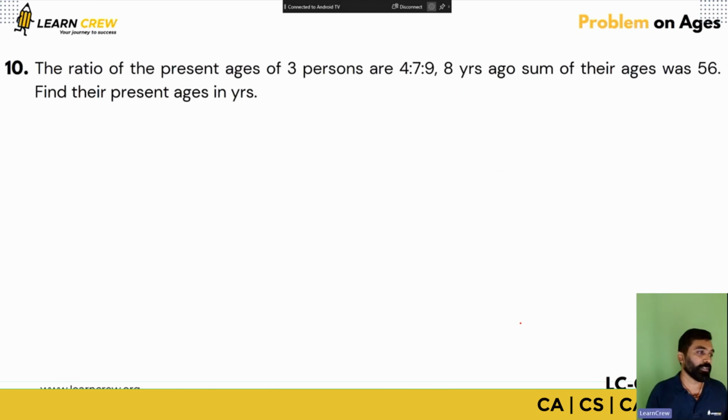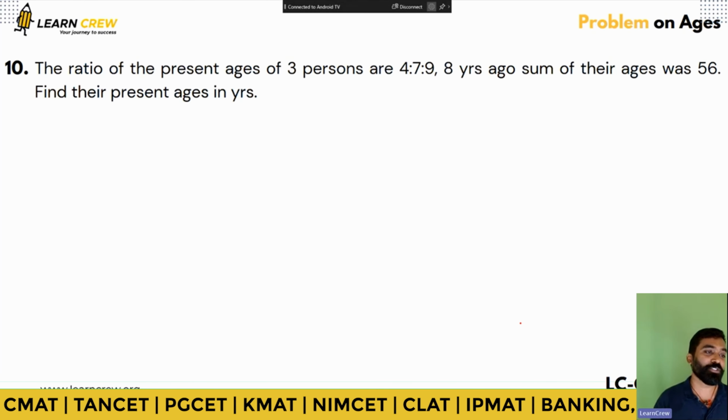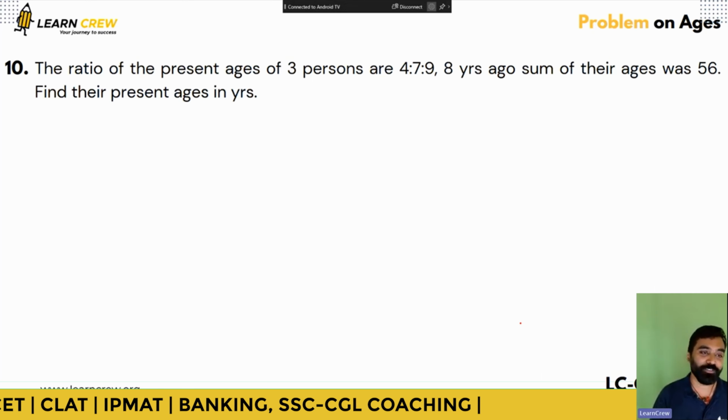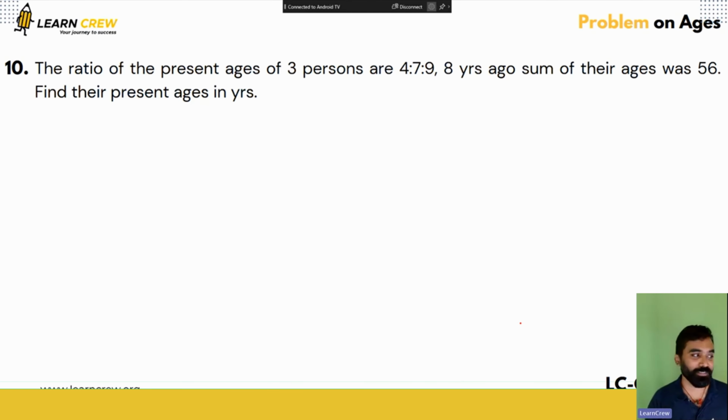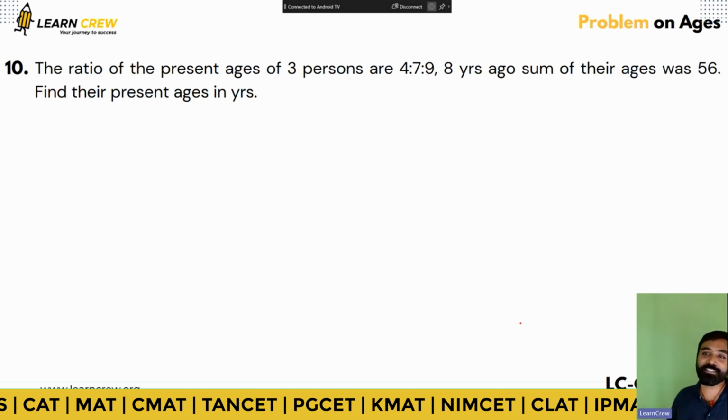Yes, sir. Okay. The ratio of the present ages of 3 persons is 4:7:9. 8 years ago, the sum of their ages was 56. Find their present ages in years.